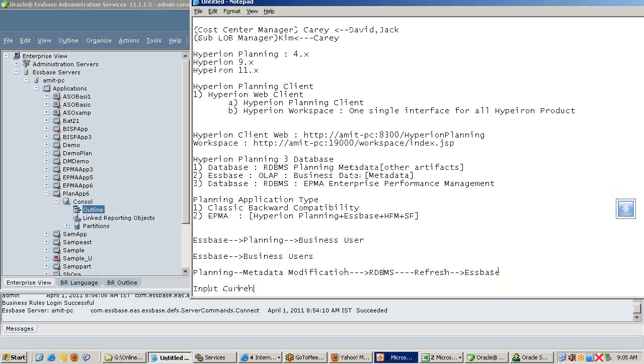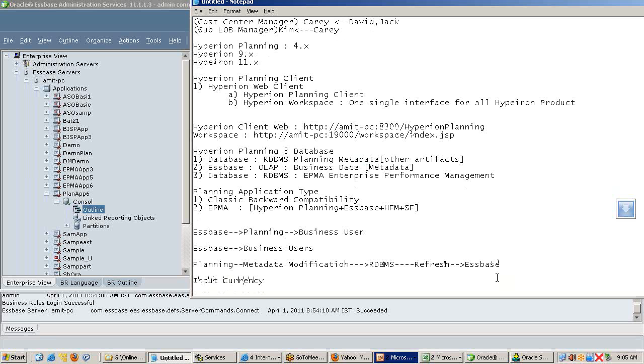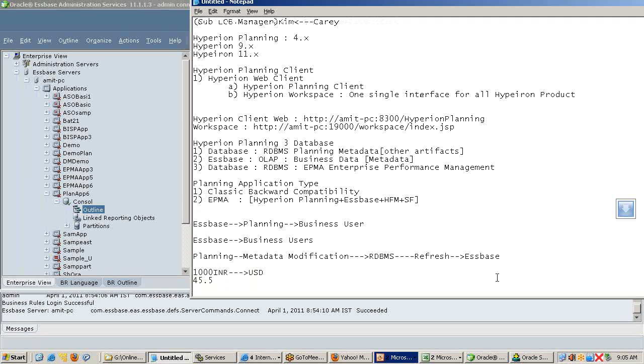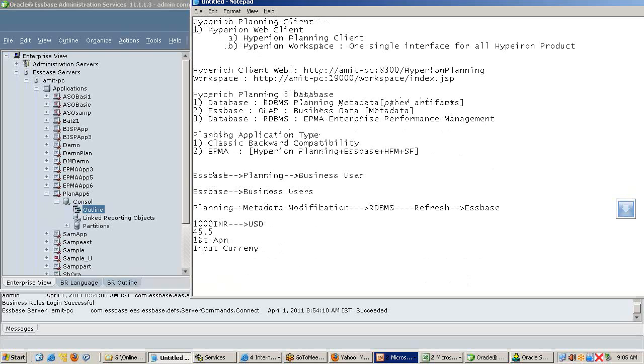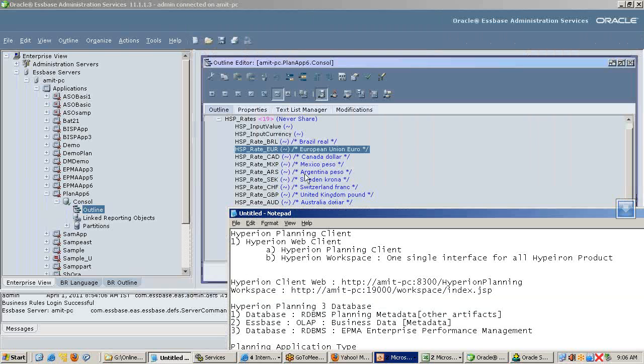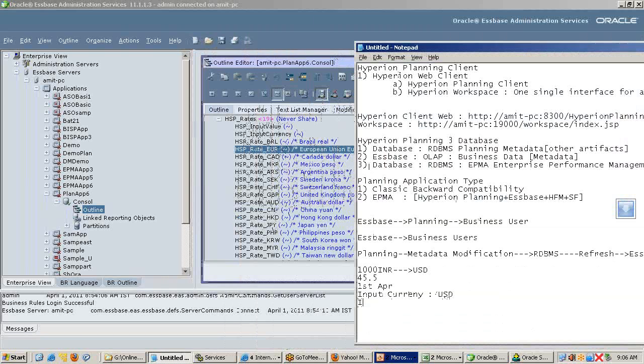Input currency. See, I need to convert 1000 INR to USD at the exchange rate of 40.55, and I am converting this today, on the 1st of April. So my input currency is USD, right? What is my input value? Input value is 1000, right?